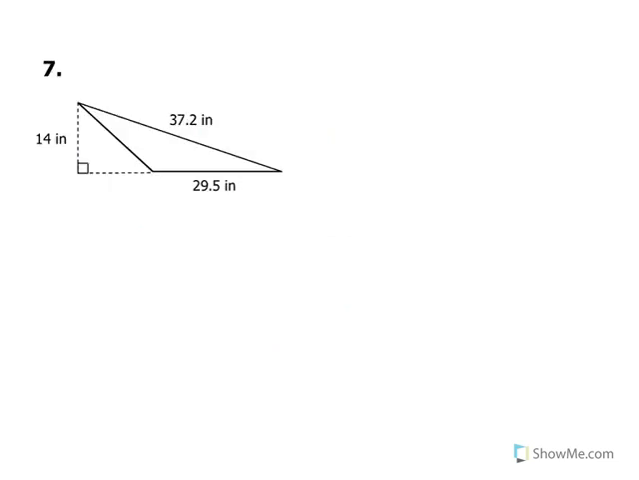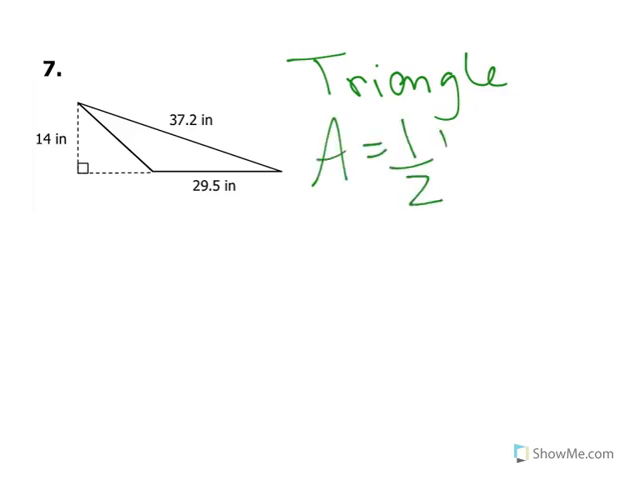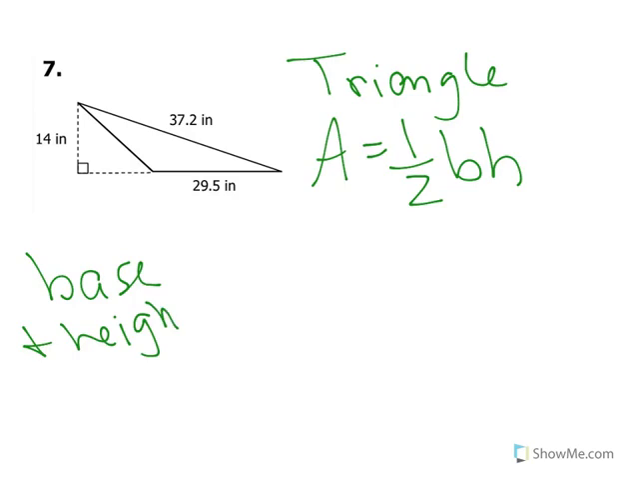And then the last one I want to look at is number 7. So here we have another triangle. So your formula for area of a triangle, 1/2 base times height. Remember, base and height have to be perpendicular. So that means that they have to meet at a right angle. So let's look at our picture. Here's my right angle.